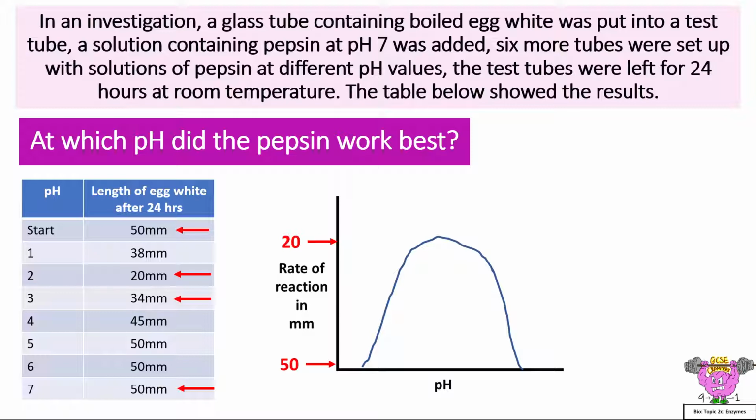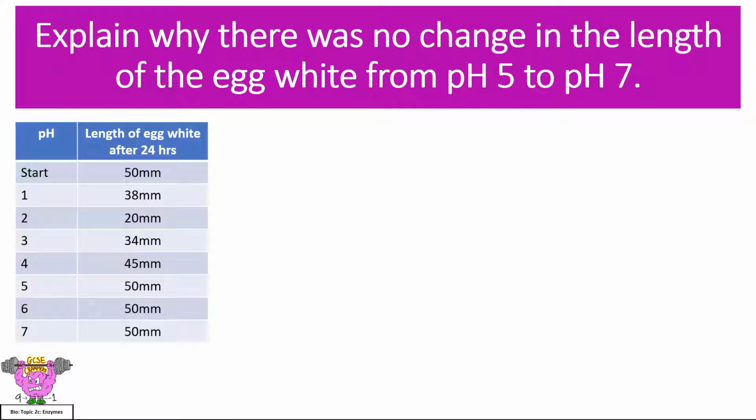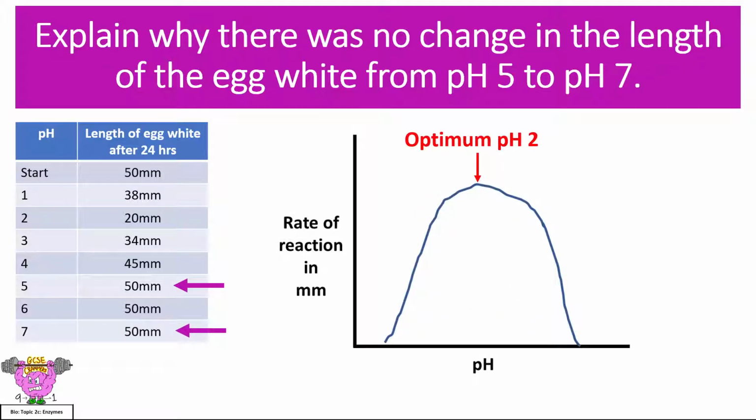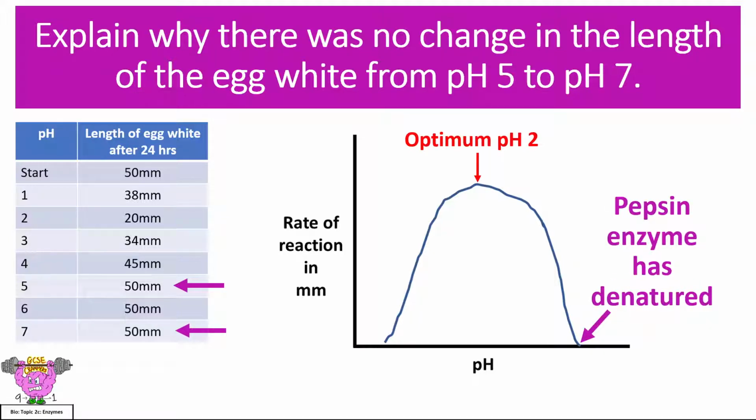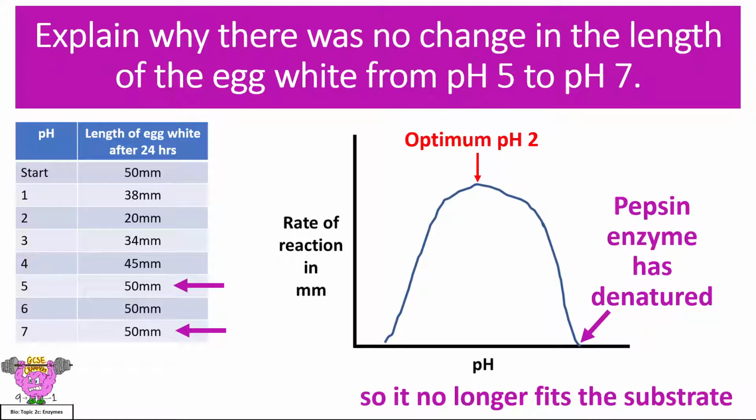Looking at the graph, the optimum pH for pepsin to work at would be at 20 mm, and looking at the table, that is pH 2. Explain why there was no change in the length of the egg white from pH 5 to pH 7. Looking at the pH graph, pH 5 to pH 7 is at the end of the reaction, so the pepsin enzyme denatured, so it no longer fits the substrate because the pH went too high.